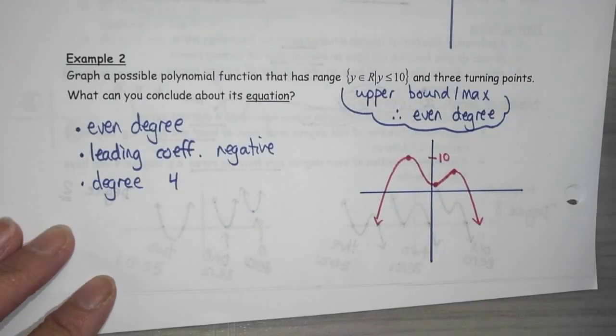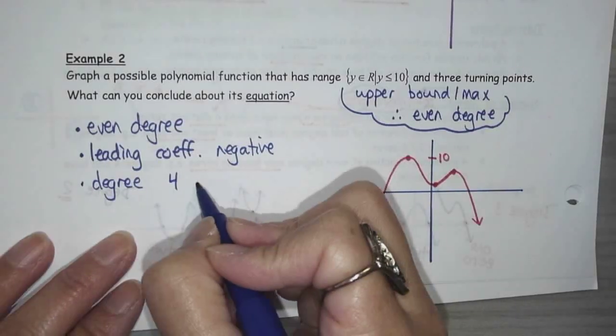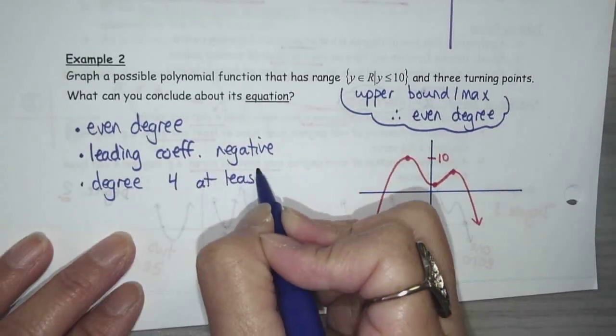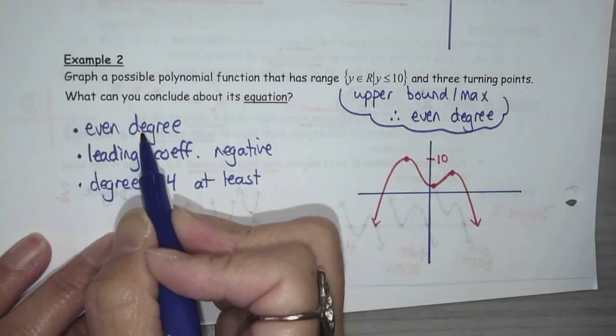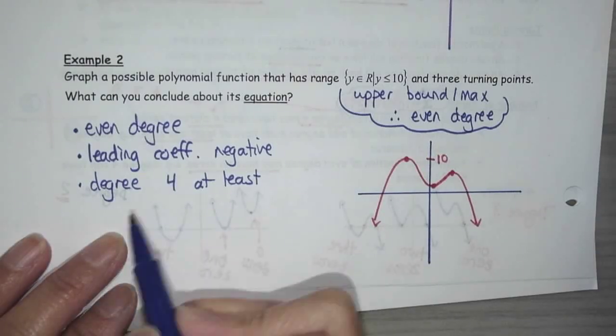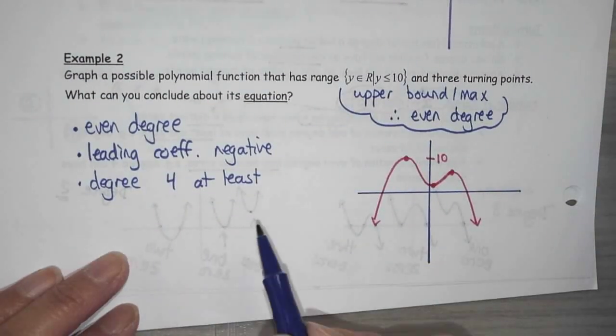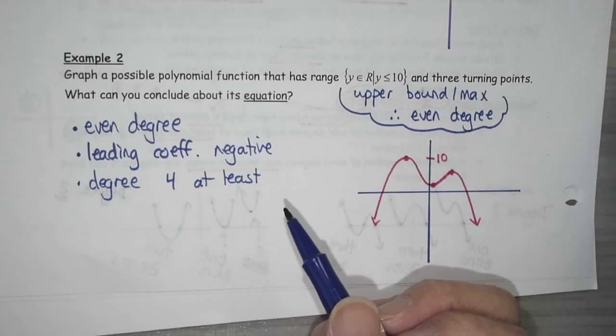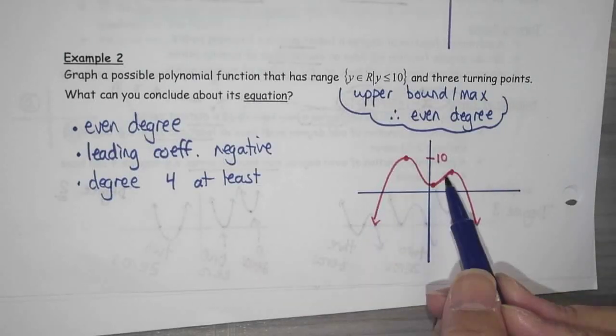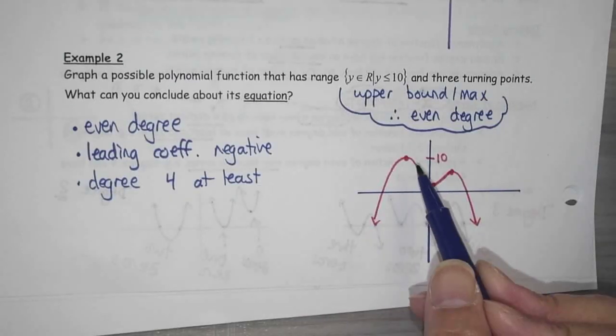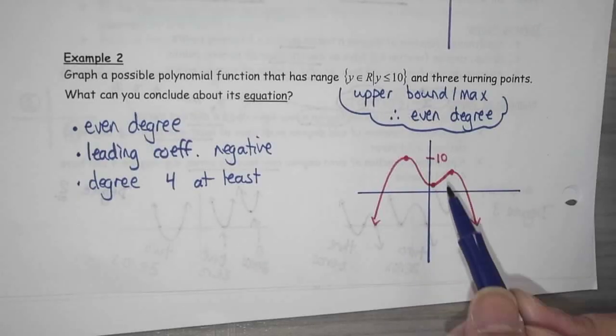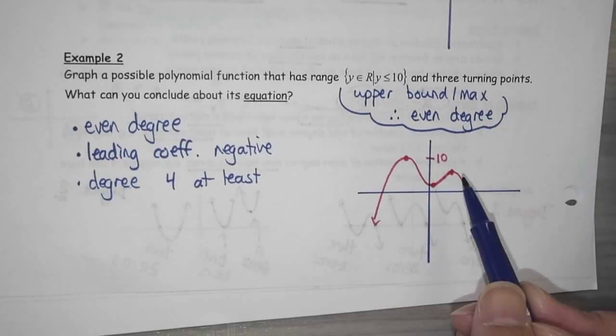Or could it be higher than 4? Could be at least 4. Okay, we already said even, so you don't have to say even again. So we know it's 4. It can be at least 4. It could be 6. Can it be lower than 4? No. It can't go lower because I said 3 turning points. So the turning points would be 1 lower than whatever the degree is. So if it's 3 turning points, the degree is 4 or higher.